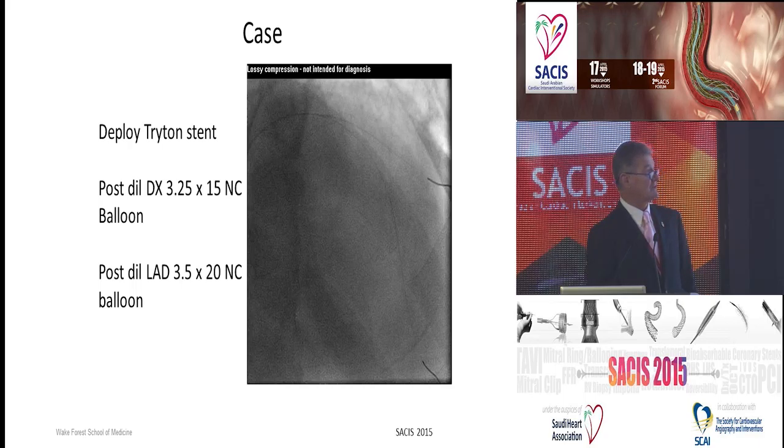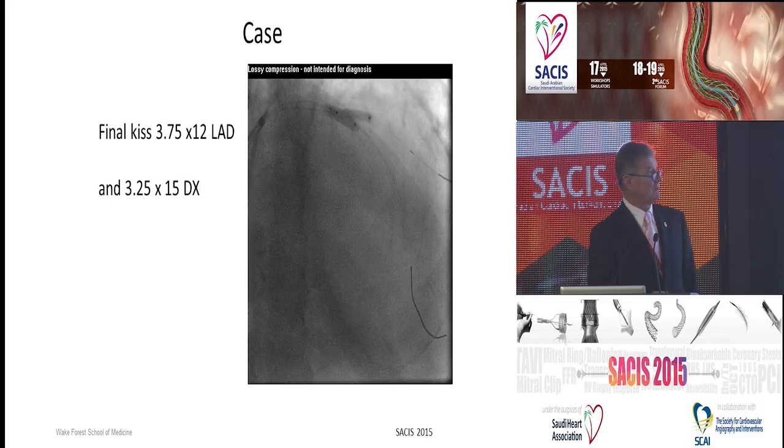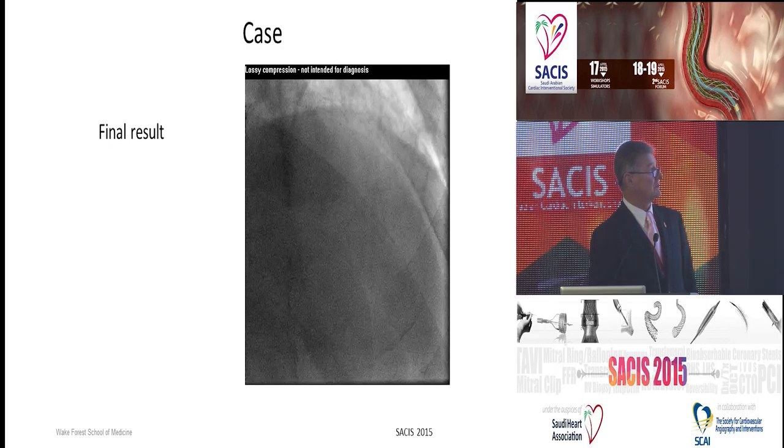Here we have stenting of the LAD with a 3.5 by 23 Zions V, and then post-dilated to a 3.75 by 20 balloon. And obviously with the Tryton stent now in place, we have access to the diagonal branch, which is fairly sizable, and there's going to be a final kiss here, and then we'll see the final result momentarily. So perhaps not a perfect result, but knowing how difficult it can be to treat Medina 111 in the LAD and diagonal, I think very acceptable.